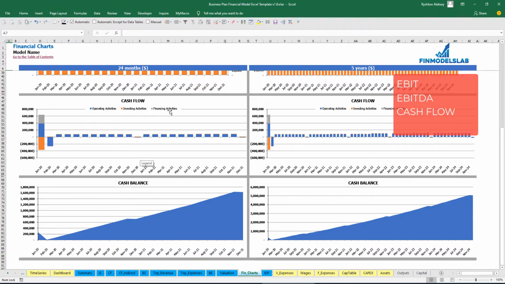The next set of charts will show you the cash flow, which is broken down by operating activities, investing activities and financing activities. And on the last set of charts, you can see the cash balance, also broken down by months for 2 years and for the 5 years.